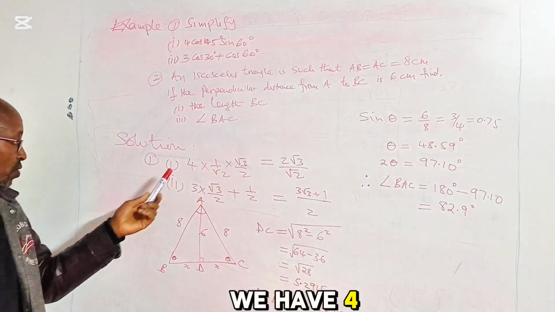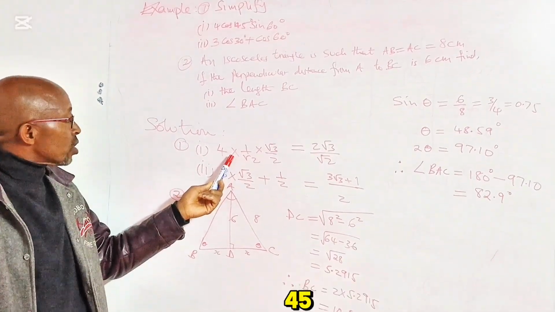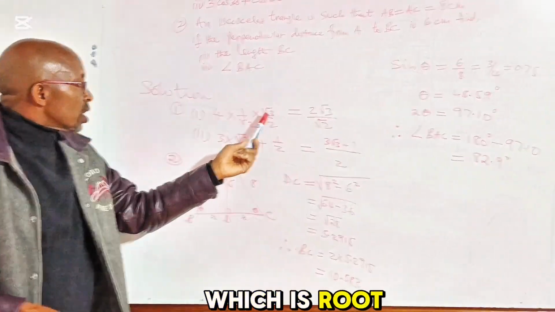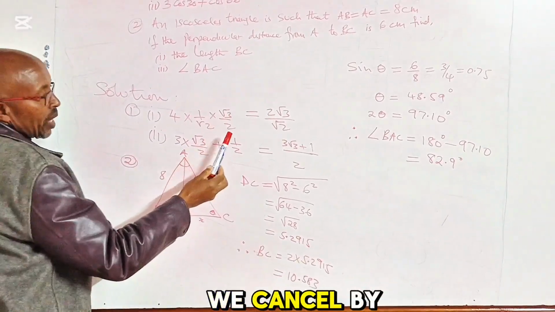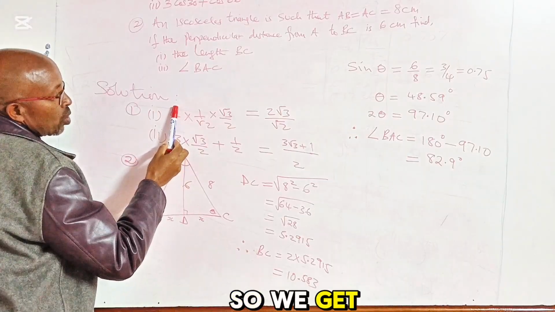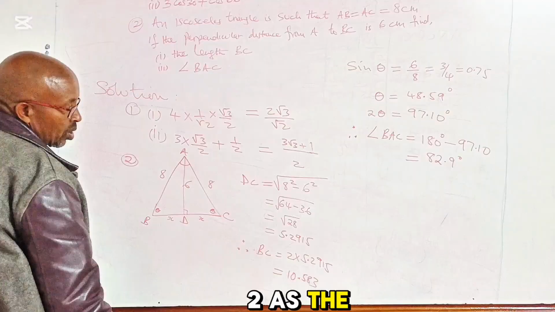Solution. We have 4. We are multiplying by cosine of 45, which is 1 over root 2, times the sine of 60, which is root 3 over 2. We cancel 2 by 4, 1 by 2, 2. So we get 2 root 3 all over root 2 as the solution.